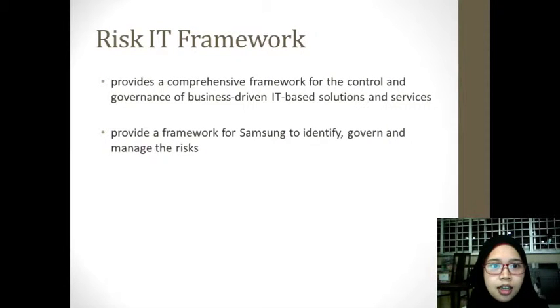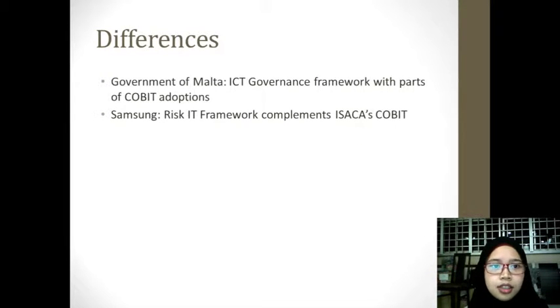So for Samsung, I have decided to implement the Risk IT framework, which is a framework that complements COBIT, and it provides a comprehensive framework for control and governance of business-driven IT solutions and services. It provides a framework for Samsung to identify, govern, and manage all their risks. The difference between these two frameworks is that the government of Malta implements the framework with parts of COBIT adaptations, and for Samsung, the Risk IT framework complements the COBIT framework.